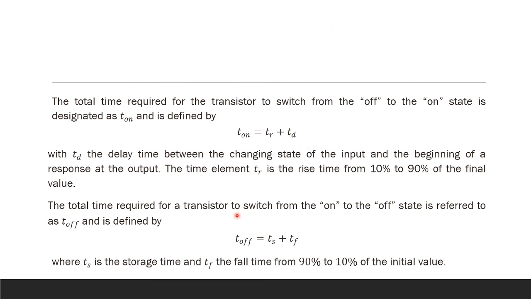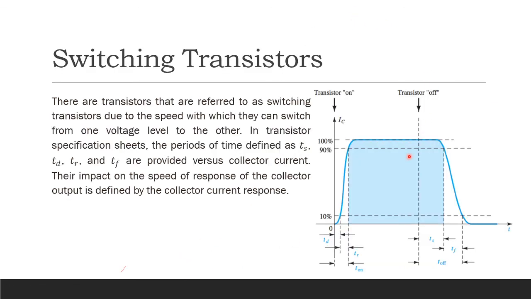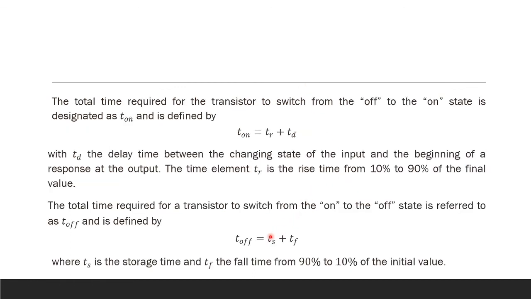Next, the total time for a transistor to switch from the on to the off state is referred to as T-off and is defined as TS plus TF. TS is the storage time. So, there is no more voltage, no more input, but you still have some voltage left behind. That is the storage time: how long the voltage remains there. That is TS. And TF is the time at which your output current falls from 90% to 10% of its initial value. So just add them. It is really easy.